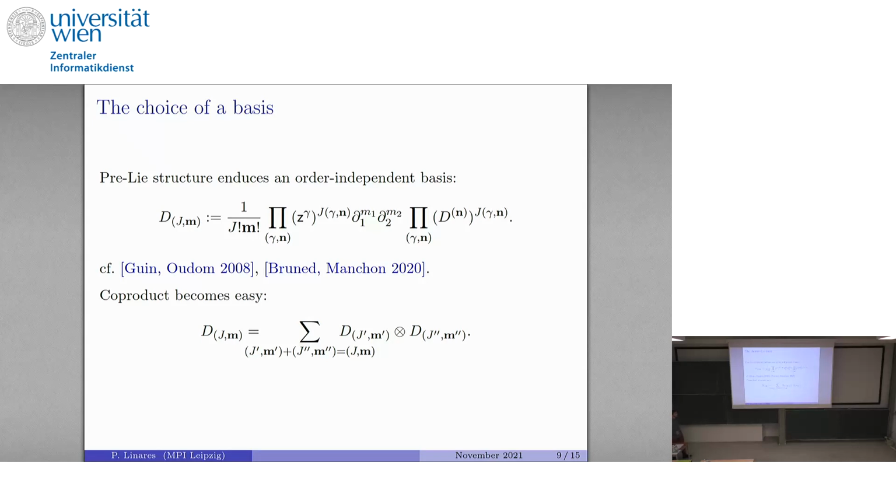So another feature of this basis is that it's normalized with this j factorial m factorial, so that helps giving a canonical co-product structure, so it's just given by that. You would recognize that by like the Hopf algebra or the co-algebra of differential operators, for instance, with the right normalization.